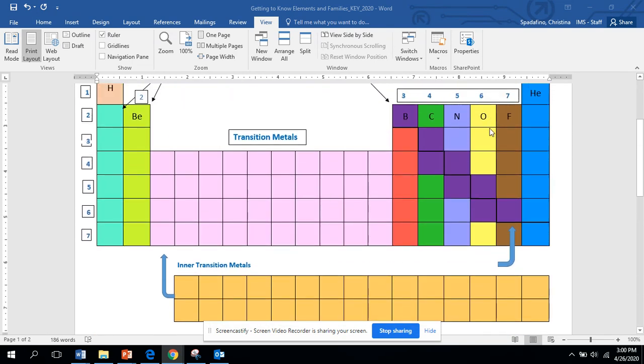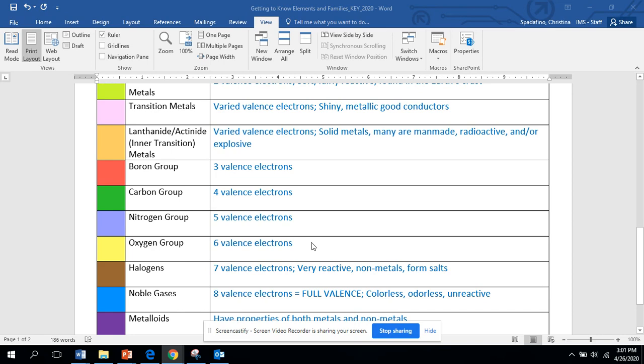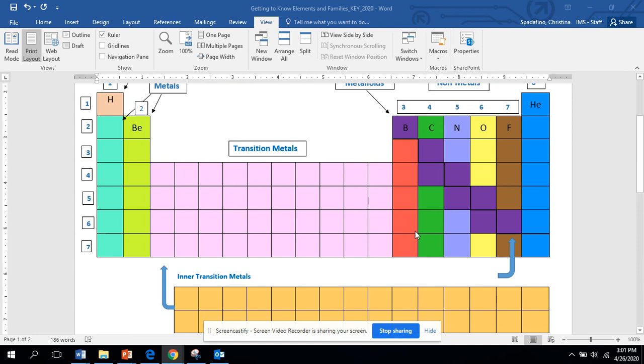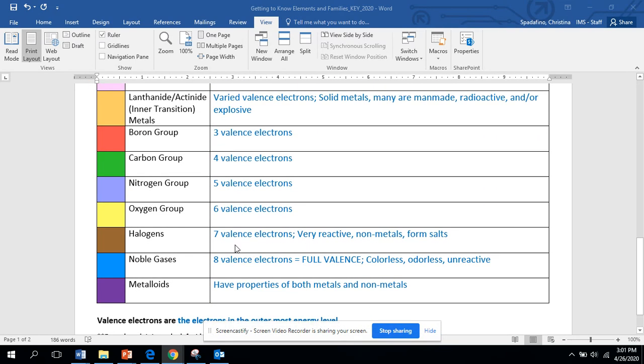Then we have oxygen. Guess how many valence electrons the oxygen family has? Ding, ding, ding, ding, ding. 6 valence electrons. You're so smart. And then where we have our F for fluorine, this is the halogen family. And they have, shocking, 7 valence electrons.